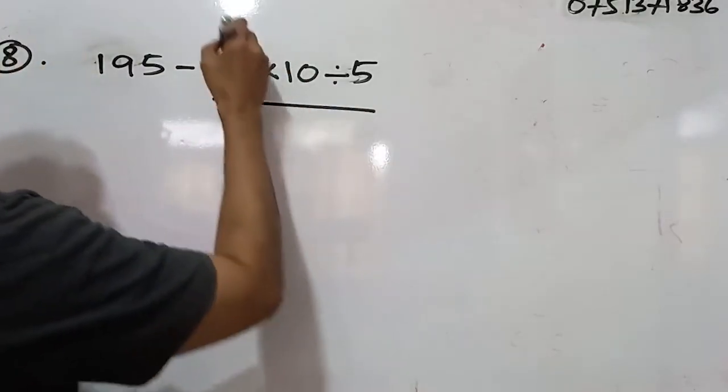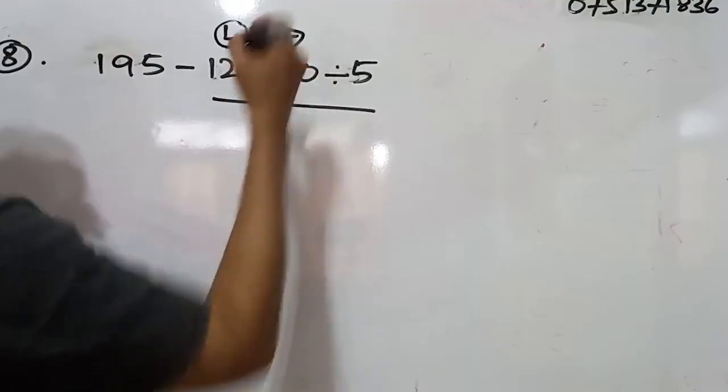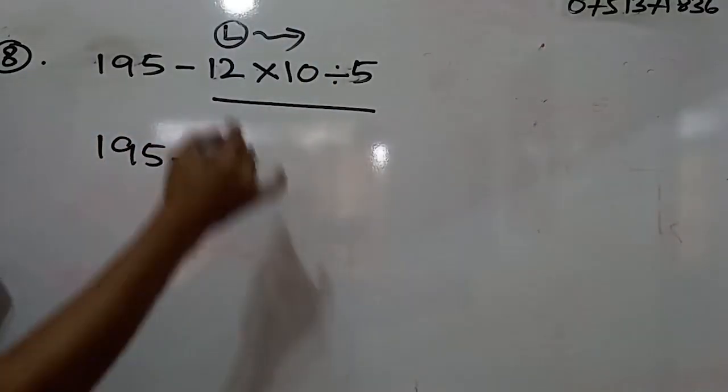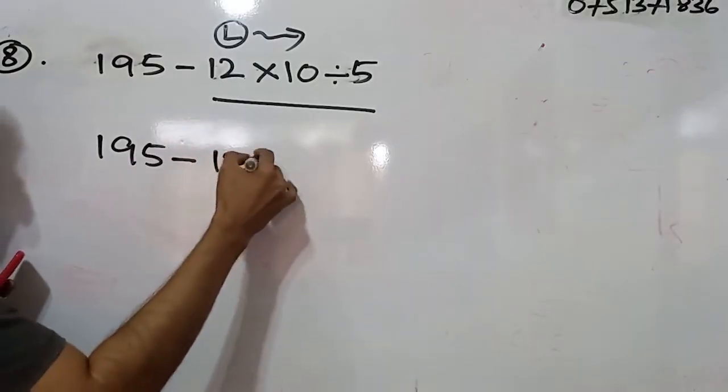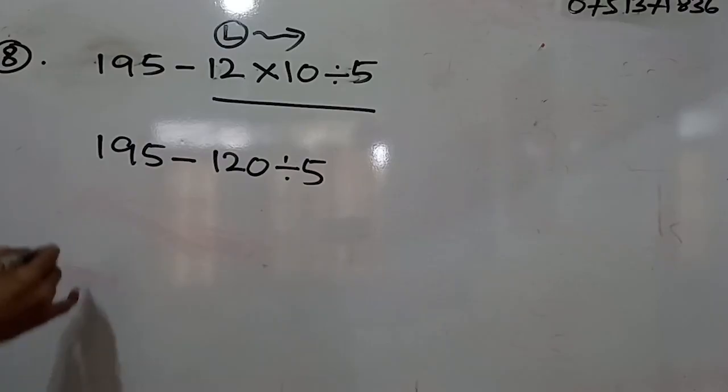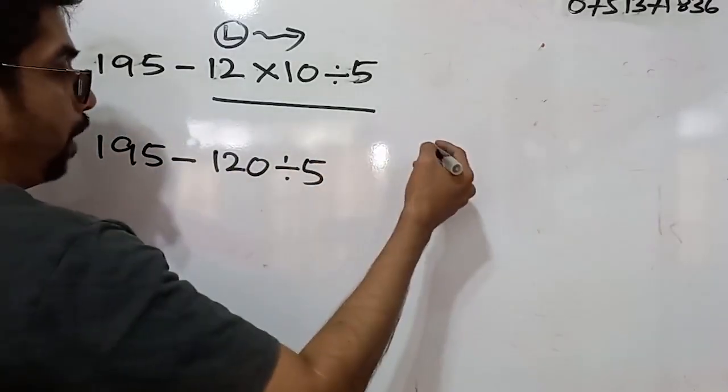So we will start from here. Right. So 195 minus 12 into 10, we know that is 120. 120 divided by 5. Right. So 120 divided by 5, we know that is what?